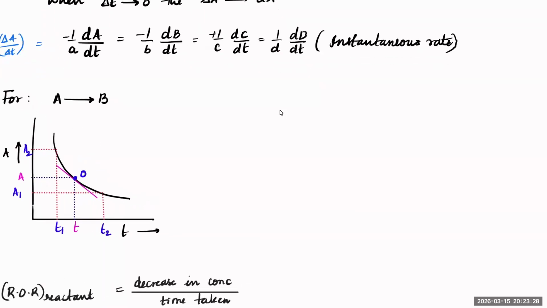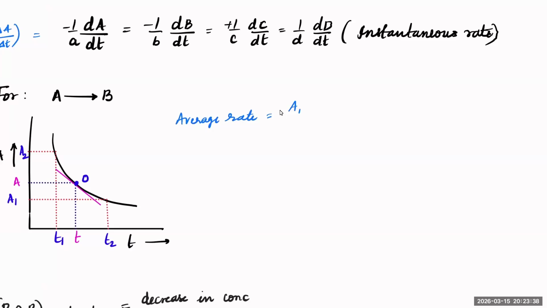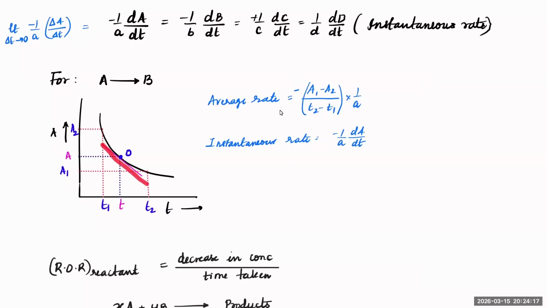Suppose this is, you can say, the average rate. If I use the term average rate, it will be equal to A1 minus A2 divided by T2 minus T1, right? So that is the final and initial limit. Correct. So this is the average rate, but the whole of this I need to multiply by 1 by a with a minus sign. So that will be the average rate. Same way, if I write the instantaneous rate, it will be equal to minus 1 by a, dA by dt. So that's it. This is what you will write. So dA by dt here will be the slope of the curve.